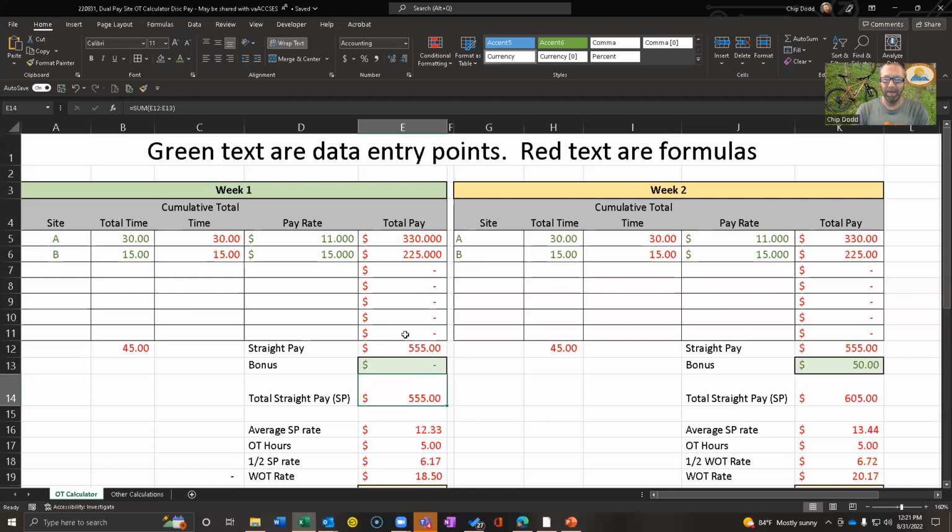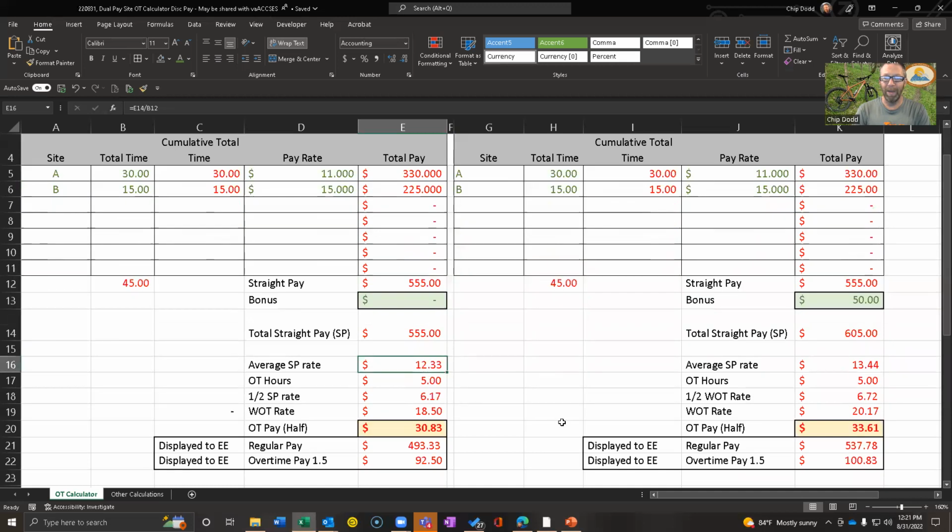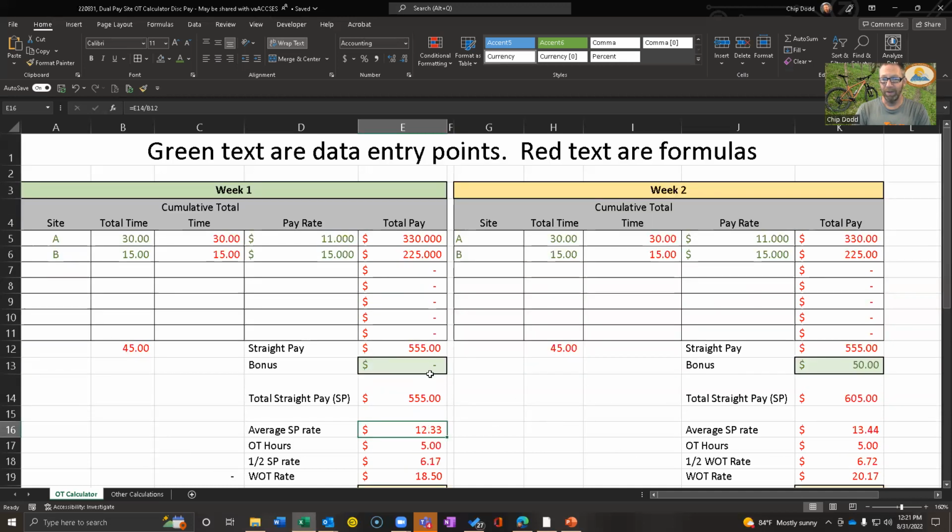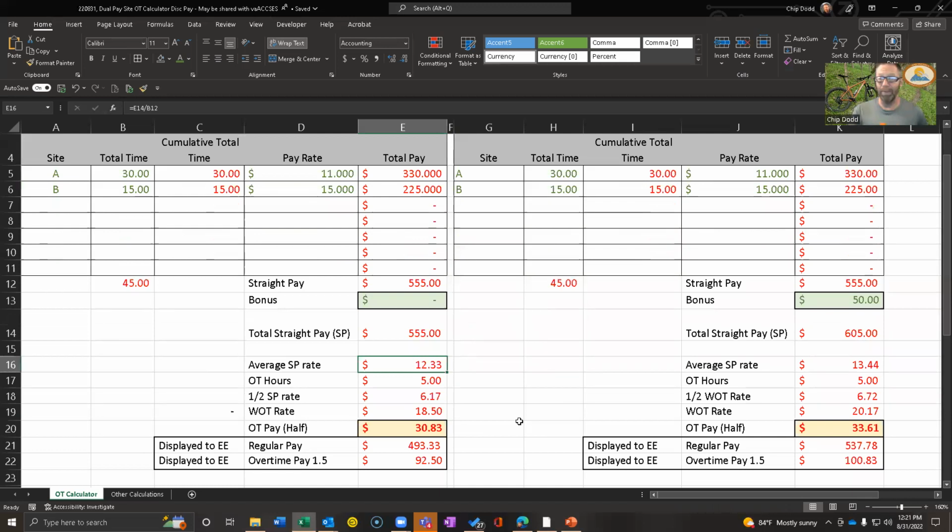So there's the straight pay, same as it was up here. Their average pay rate is $12.33. So basically, you just take the 555, you divide it by the 45 hours, and that comes up with their average pay rate, which, as you can see, it's a little bit between 11 and 15. Well, now we got to pay them overtime. So 12.33 is their average pay rate. So the overtime has to be based on the 12.33.